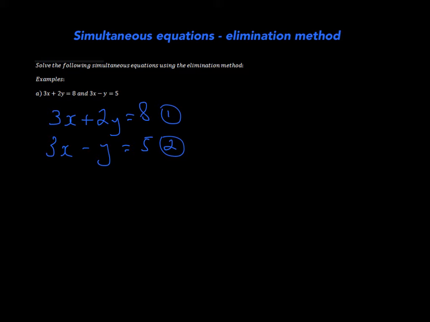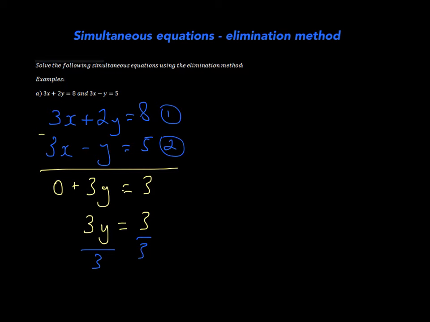And simply with the elimination method, you try and get rid of either the x or the y. From that, I can see that we have the same value for x. So I'm just going to subtract both equations. I have 3x minus 3x at 0. 2y minus negative y becomes plus 3y. 8 minus 5 is 3. So I'm left with 3y equals 3. Now I need to divide both by 3, and I'll get that y equals 1.